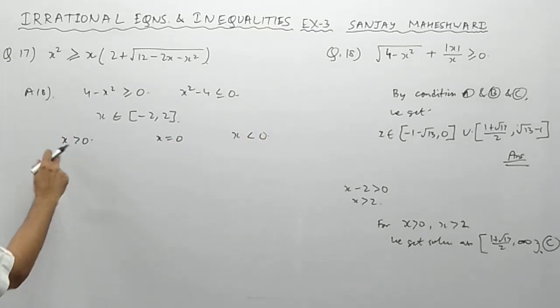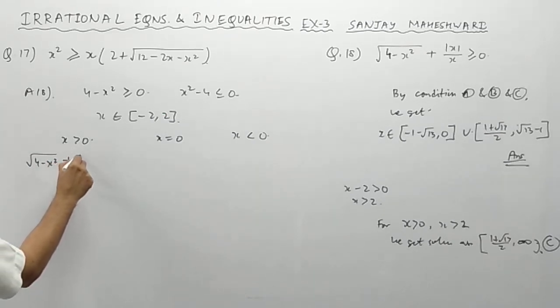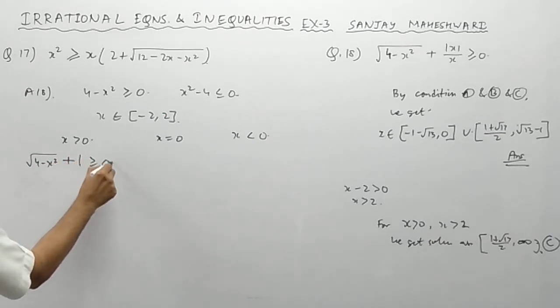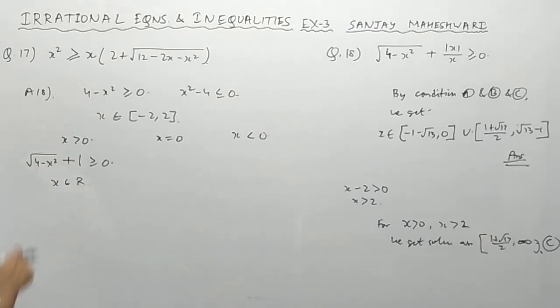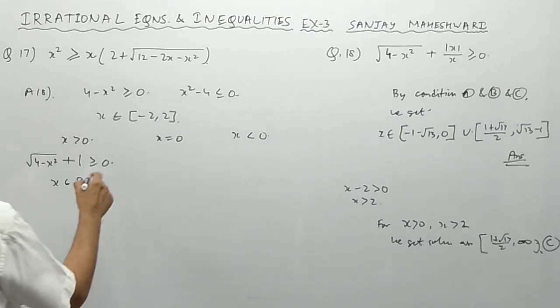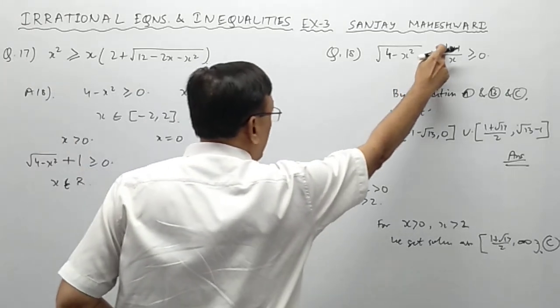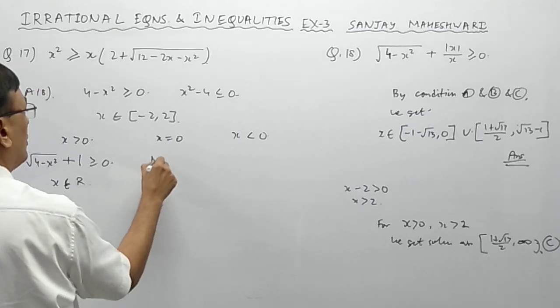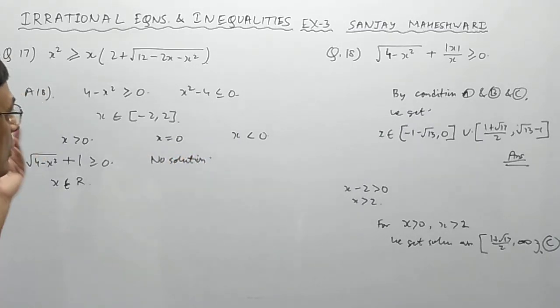If x is greater than 0, root 4 minus x square plus 1 is greater than or equal to 0. This is positive, x belongs to R. So from 0 to 2 you can easily see that it is valid. Now x equal to 0 will make it undefined, 0 by 0. So x equal to 0 does not give any solution.